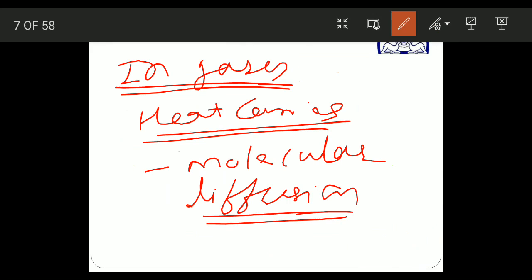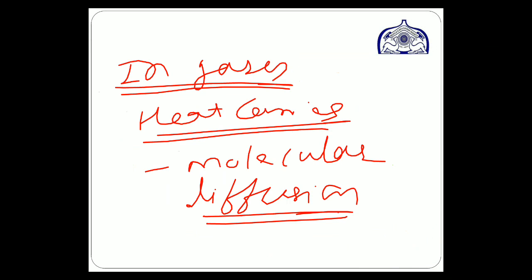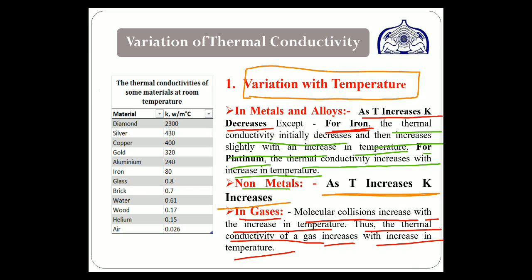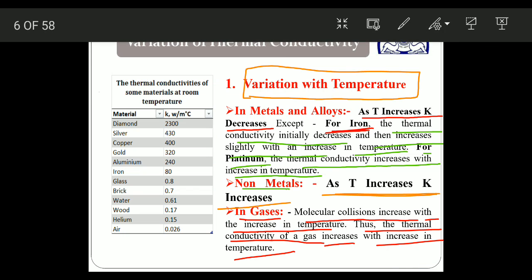Okay, this is molecular diffusion. As temperature increases, molecular diffusion increases, and that's why thermal conductivity also increases in the case of gases. Now here there are some thermal conductivities given. First is diamond, with thermal conductivity in the range of 2300 watt per meter degree Celsius. For silver, it is 430. Then copper, gold, aluminium, iron, glass, brick, water, wood, helium, air.